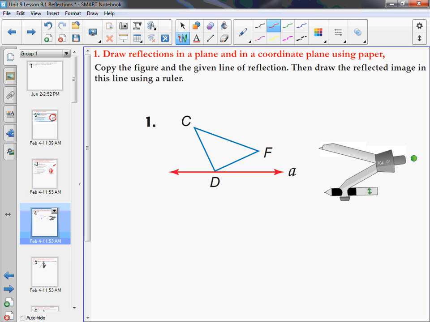And we are going to draw the reflected image using A as our line of reflection. Now it says using a ruler, straight edge, where most of us have a protractor as our straight edge.